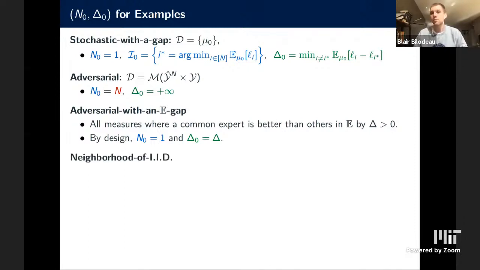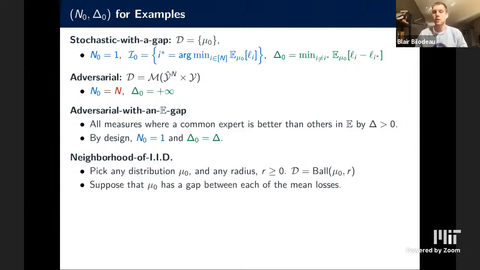And finally, we have the neighborhood of I.I.D. setting. So recall here we have some reference distribution, and we've blown up a ball around it with some radius r. Let's suppose that for this reference distribution, all of the experts are separated in their mean, so they aren't equivalent in expected loss. Then the number of effective experts and the effective stochastic gap will depend on what this radius looks like, so how large or small it gets. And it's going to depend in a bit of a complex way, so I'm going to devote the whole next slide to going through what these look like for the neighborhood of I.I.D. setting.